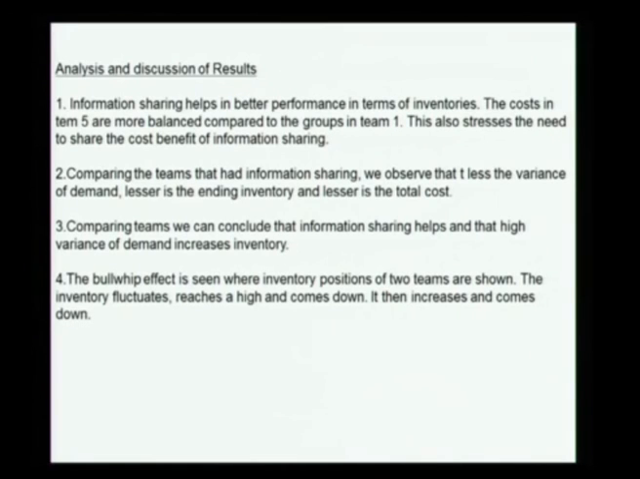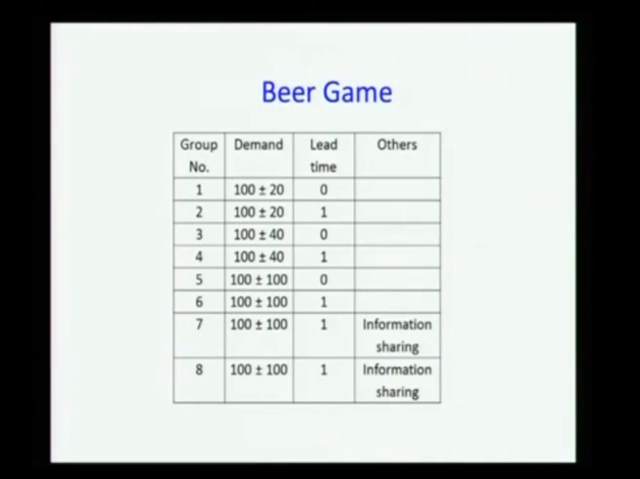The bullwhip effect is seen where inventory positions of two teams are known. Inventory fluctuates, reaches a high and then comes down. The fact that the inventory reaches a high and keeps coming down is the essential component of the bullwhip effect. So this is how we explain or use the beer game in class as well as in other places to make people understand the effect of the supply chain and the importance of coordination and information sharing.